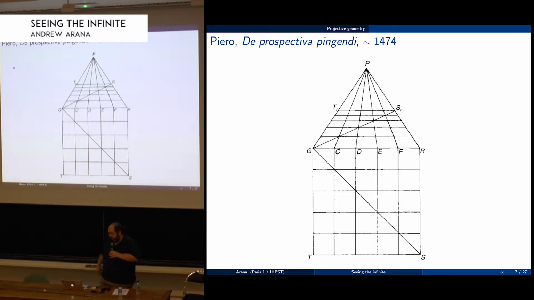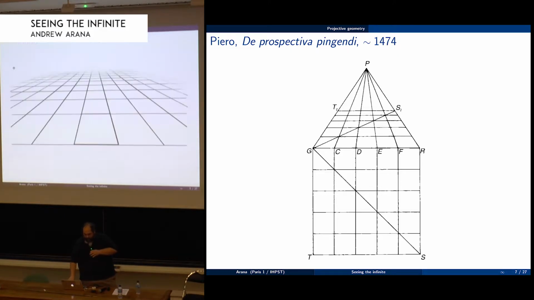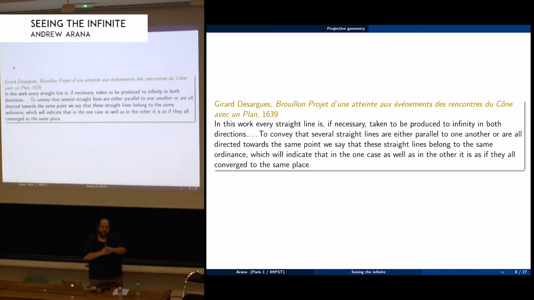So with this idea modeled for us by the artists, we were able to study this from a mathematical point of view. And the first one to do so with dedicated seriousness was Desargues, a French mathematician who published very little.